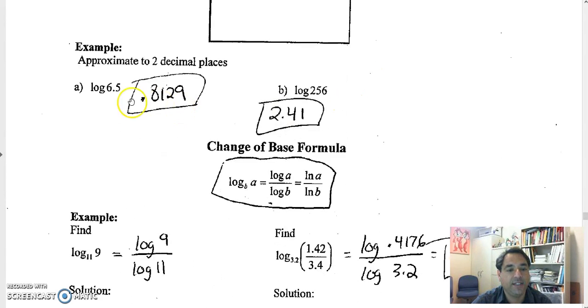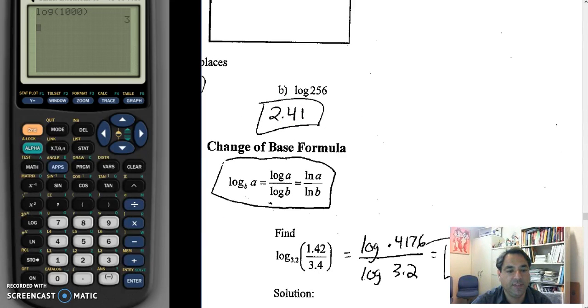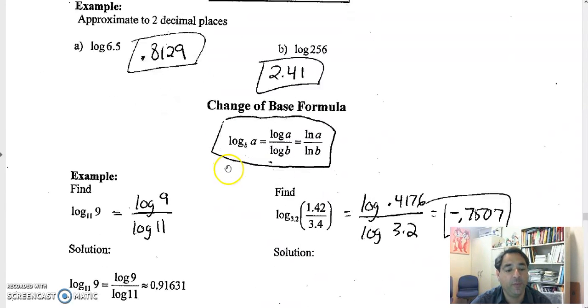So if I wanted to practice and do 6.5 and 256, log 6.5, log 256, we know where the number is. We could practice that. You get 0.813, 2.41. But what if it wasn't log base 10? What if it was a different base? Well, we have a formula for that.